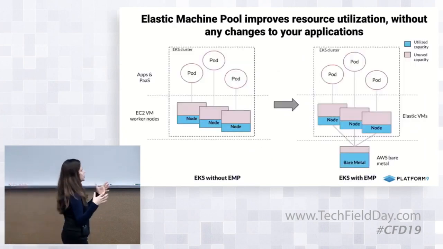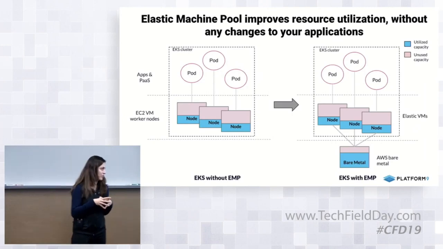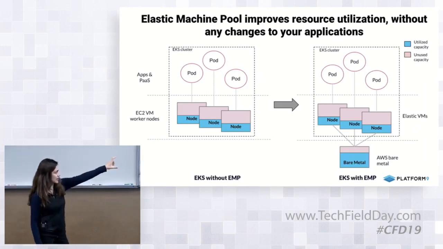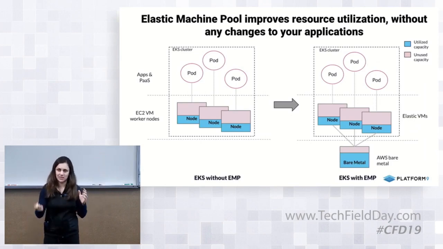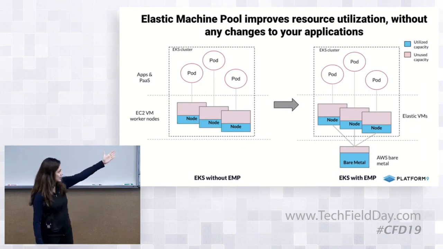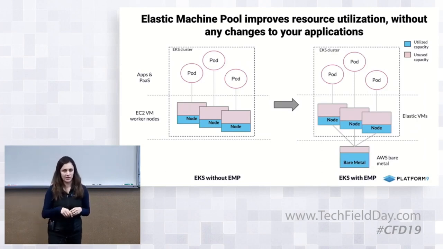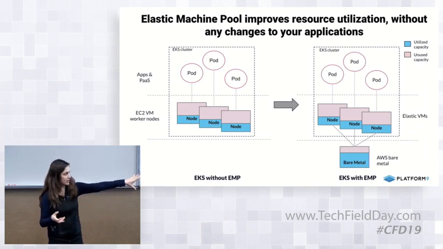So let's peel the onion and get into the details of how EMP does what it does. We start with a simple concept. Think of EMP as an intelligent autoscaler for your EKS clusters. That's how we plug in as well. But instead of your regular EKS cluster that deploys worker nodes as EC2 VMs, we go straight at the AWS bare metal layer, and we provision on your behalf bare metal nodes, and we'll create a pool of these bare metal nodes.